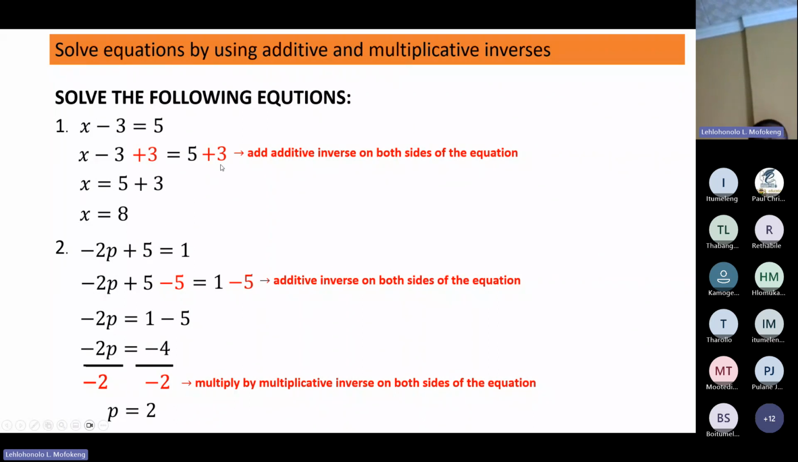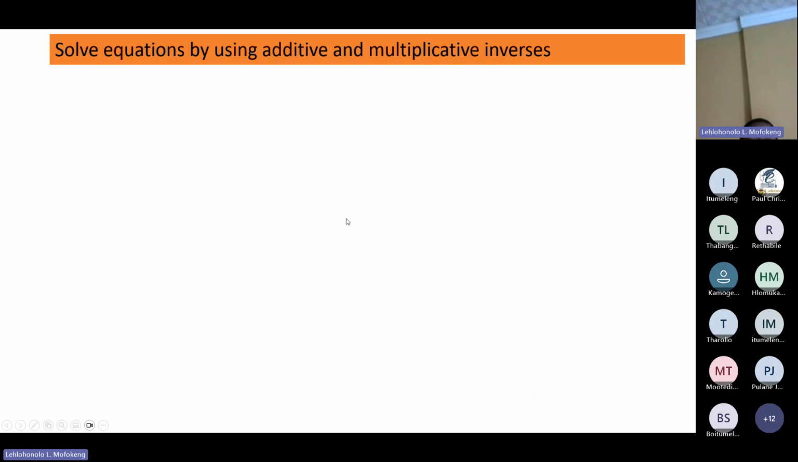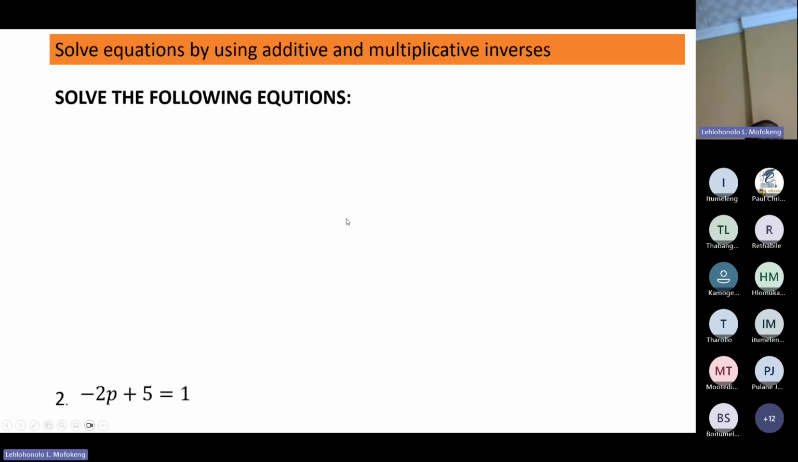Yes, we did that by applying the additive inverse. So it is not just to move something from one side to the other side. We must apply the proper method in order to move 3, negative 3, to the other side. And therefore the answer will be x equals 8. Right, moving to the next slide.